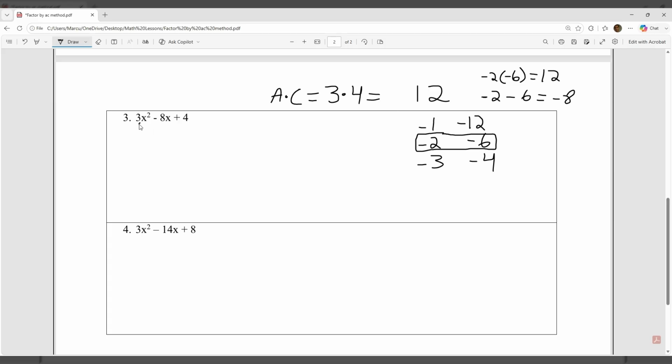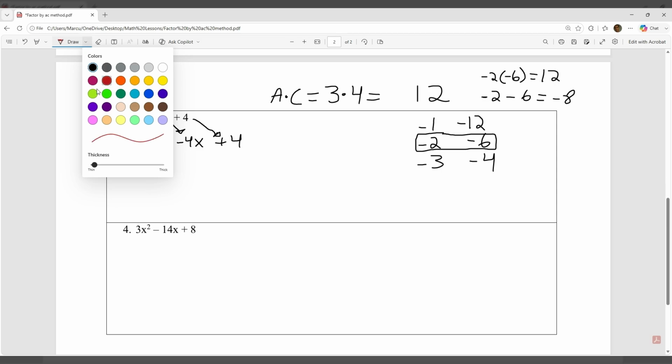So next step, first term, you're going to bring it down. So 3x squared. The last term, you bring it down. And then the middle, you're going to split. So minus 3x minus 4x. From here it's just factoring by grouping.